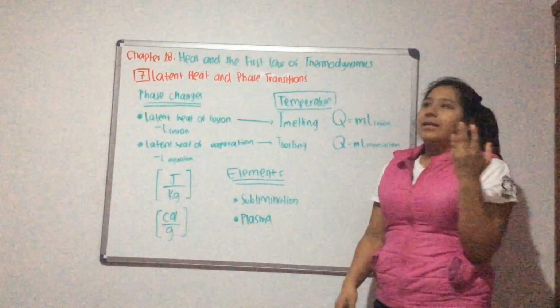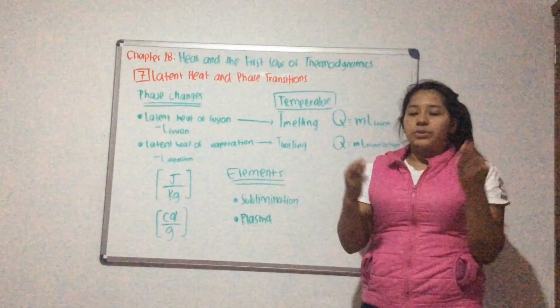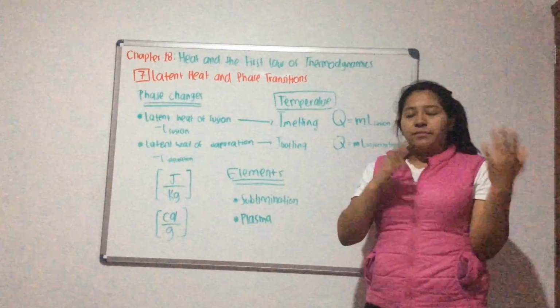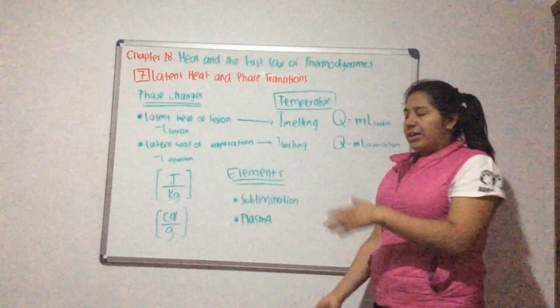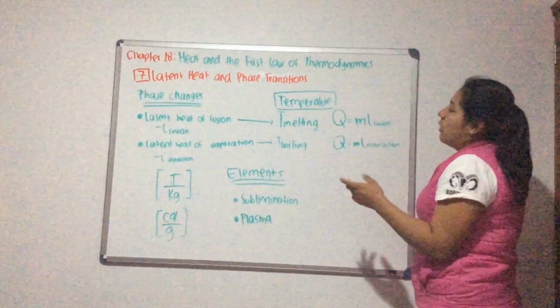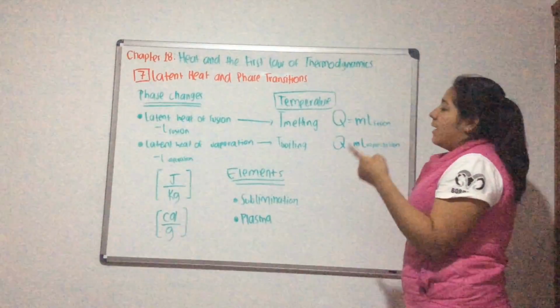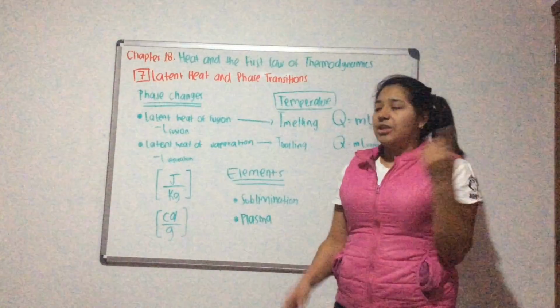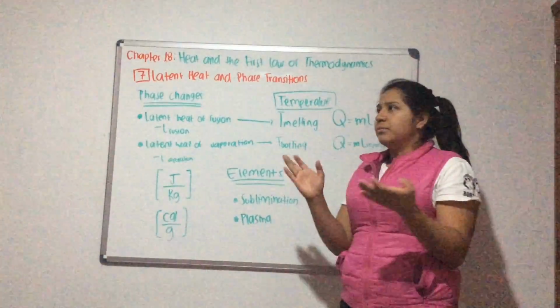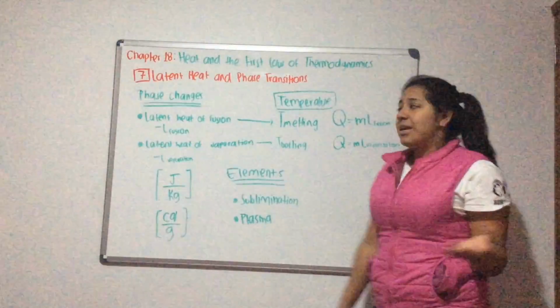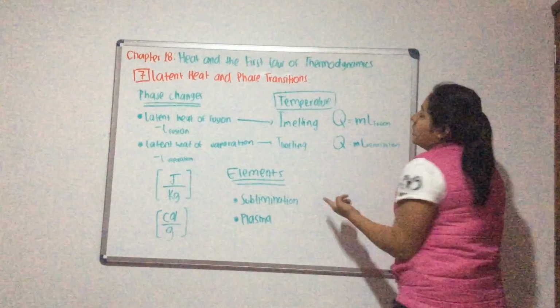Also, the temperature at which a substance changes from a solid to a liquid is called the melting point. And the temperature at which it changes from a liquid to a gas is called the boiling point.